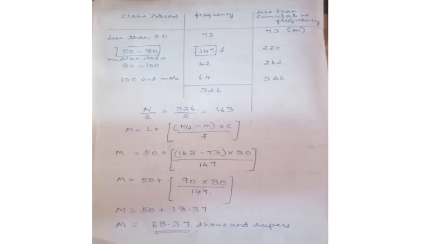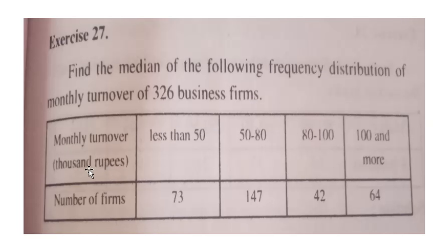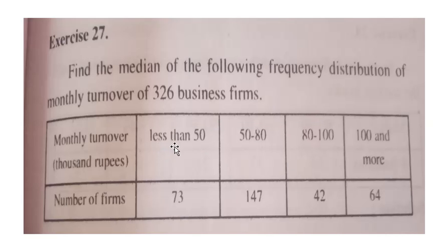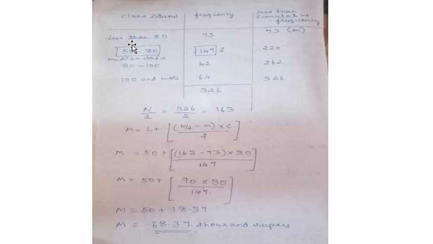Of median, you have to draw three columns. As you know, in the calculation of median we have to draw three columns. The first column is monthly turnover, that is the class interval, less than 50 and so on. Then frequency, then less than cumulative frequency. Whatever is given in the problem, write the same: less than 50, 50 to 80, 80 to 100, and 100 and more.